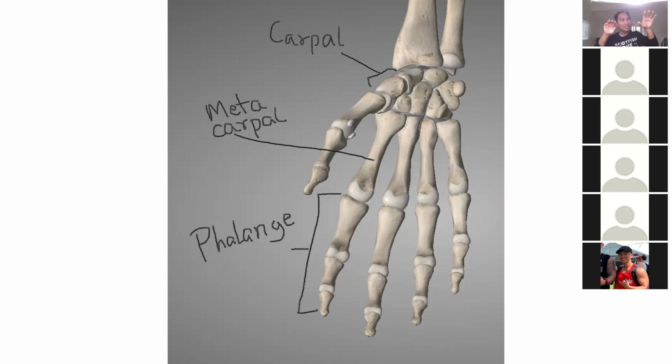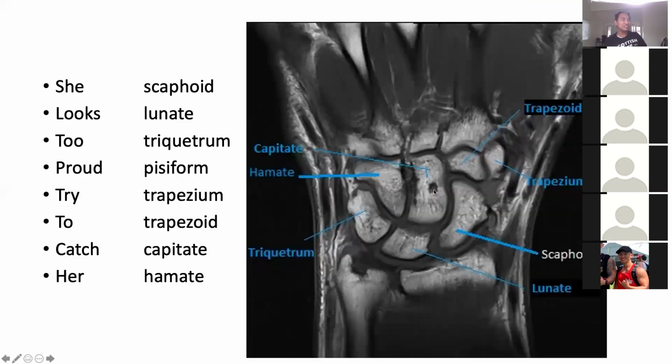And they are arranged in 2 rows. So 4 bones in the first row, and another 4 bones in the second row. That is the carpal bones, which are in total 8 bones, arranged in 4 and 4, proximal and distal. And this is the way we try to look at them.